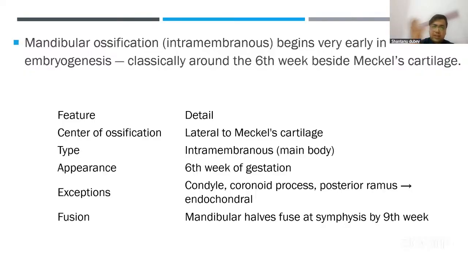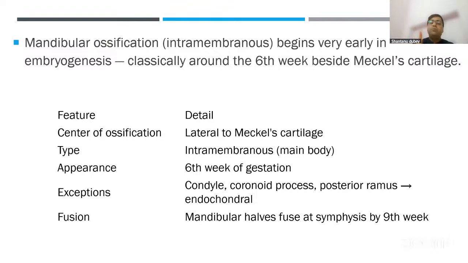Let's recap the things around it. Mandibular ossification begins at a very early embryogenesis, classically around the 6th week of intrauterine life, lateral to the Meckel's cartilage. So what is the type of ossification lateral to Meckel's cartilage? It is intramembranous. Always remember, guys, that most of the mandible is not endochondral, it is intramembranous in ossification, because it is not the Meckel's cartilage which gets ossified.